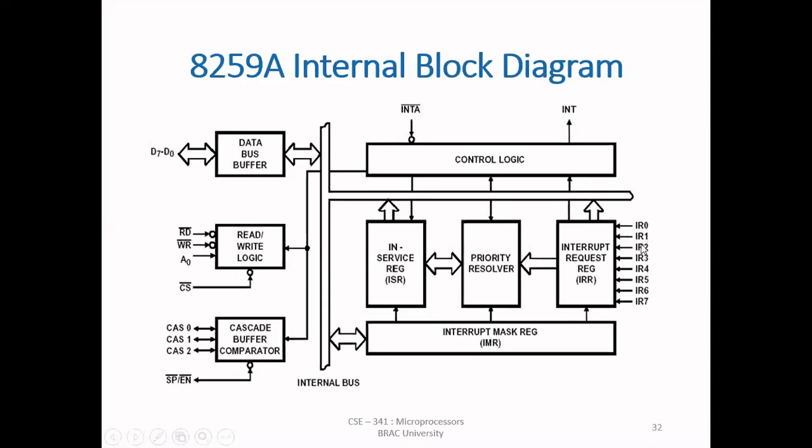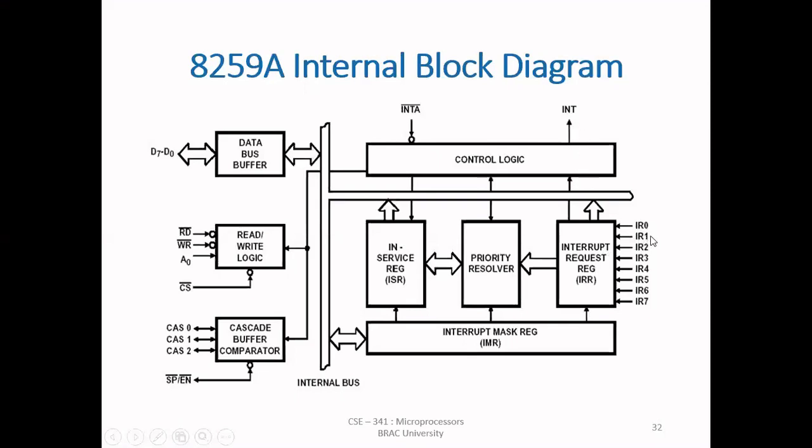Then observe that in the right corner there are the 8 interrupt inputs labeled IR0 through IR7. These are the 8 interrupt inputs on the right side of the diagram. If the 8259A is properly enabled, obviously by selecting the CS pin, an interrupt signal applied to any one of these inputs will cause the 8259A to assert its INT output pin high.